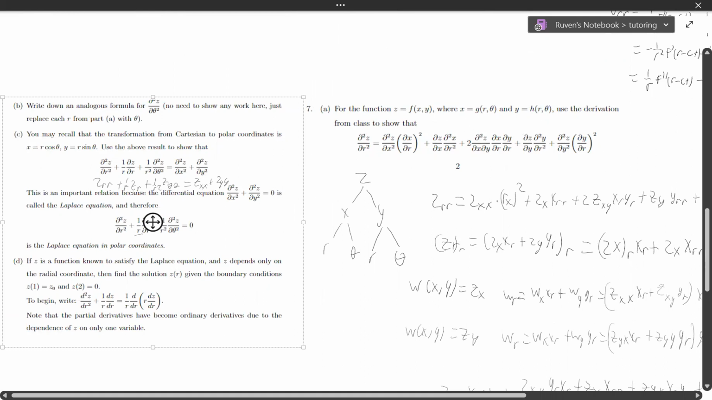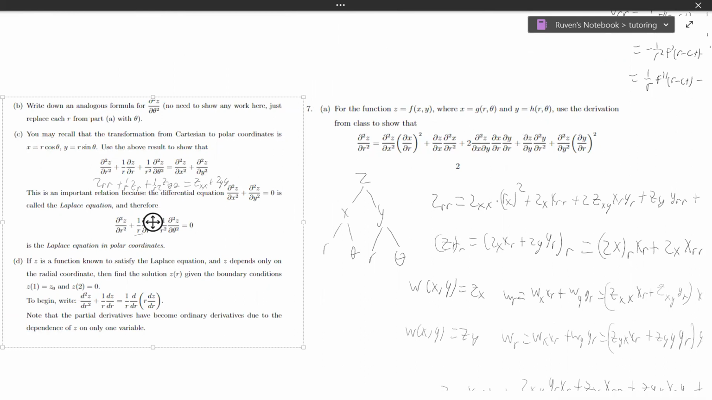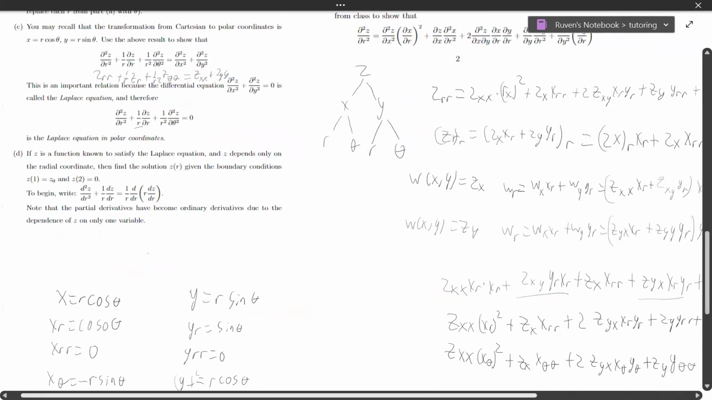And then the blurb: this is an important relation because the differential equation, this is equal to 0, is called the Laplace equation, so apparently it's called the Laplace equation. And therefore something else important comes from it in polar coordinates. I don't know much about it.